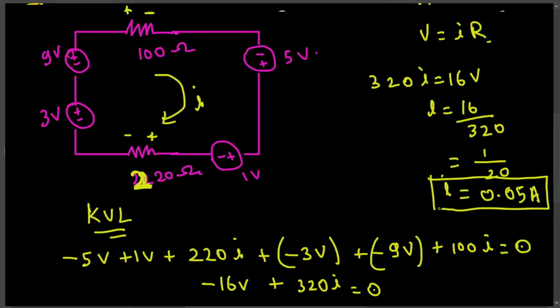Okay, now let's actually calculate the power as well. If you want to calculate power, you can calculate power absorbed and power supplied. Power supplied is whenever the current goes through negative to positive, and whenever the current goes through positive to negative, that's power absorbed. So from this one, all the resistors are power absorbed, and only this voltage is power absorbed and the others are power supplied, because for all the others, current is going through minus to plus.